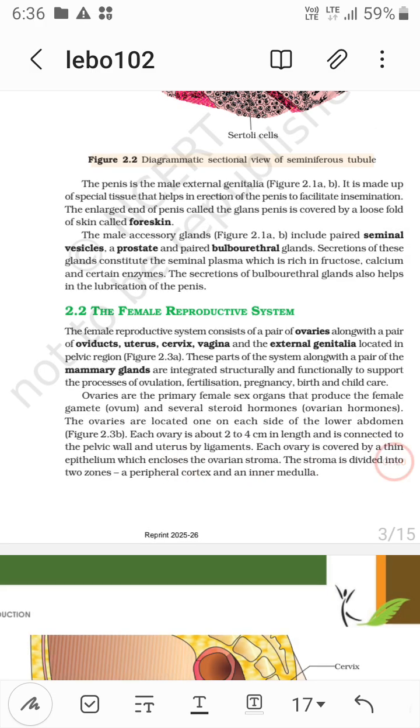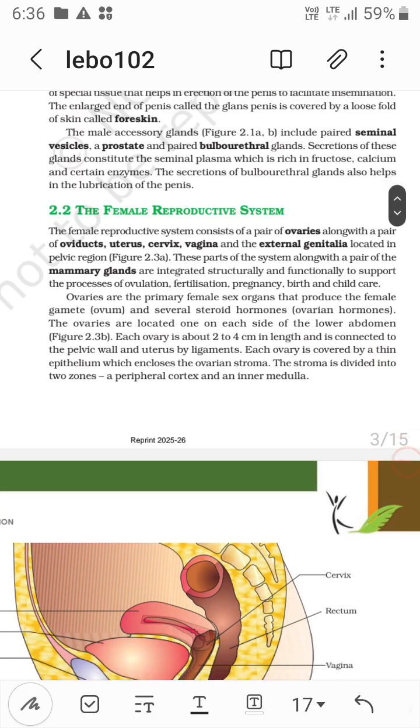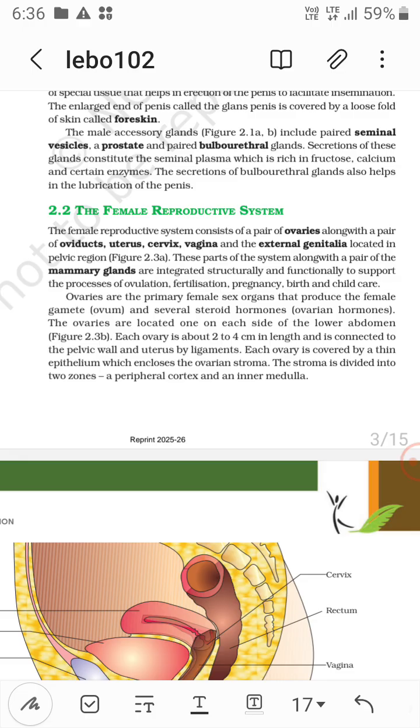Now there is the female reproductive system. The female reproductive system consists of a pair of ovaries along with a pair of oviducts, a uterus, cervix, vagina, and external genitalia located in the pelvic region, right? These parts of the system, along with a pair of mammary glands, are integrated structurally and functionally to support the process of ovulation, fertilization, pregnancy, birth, and child care, right?